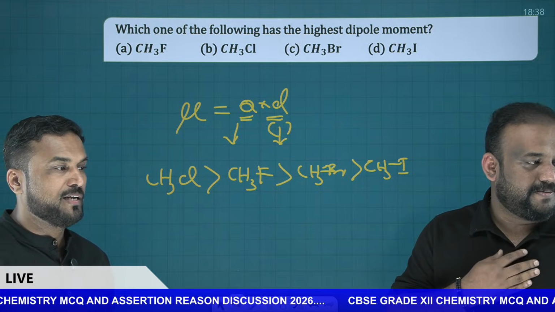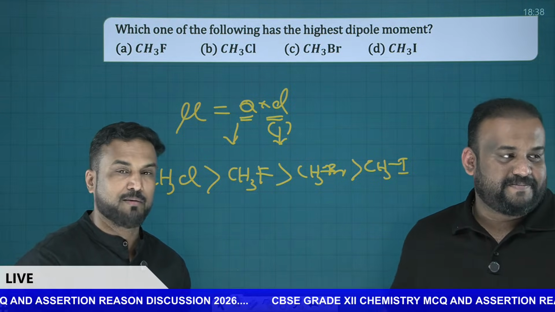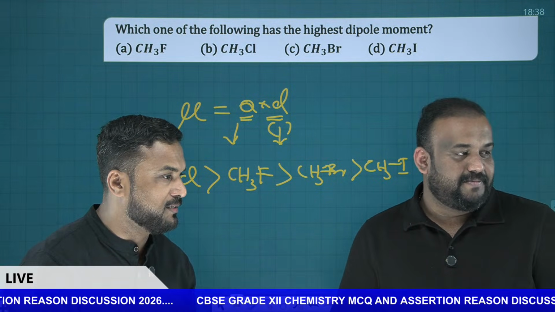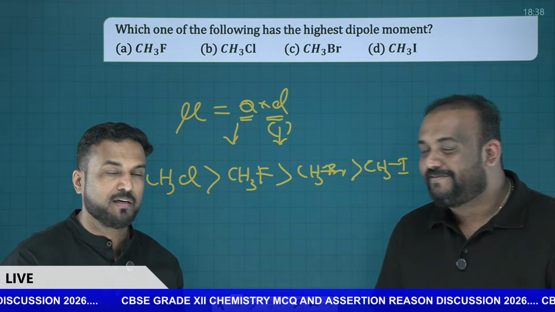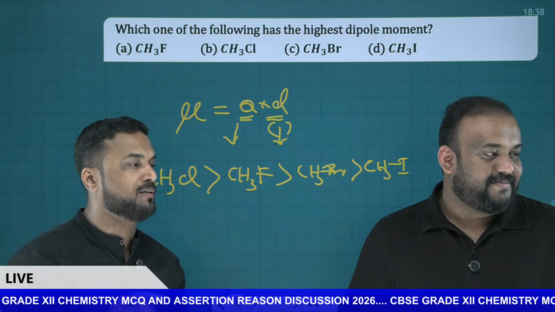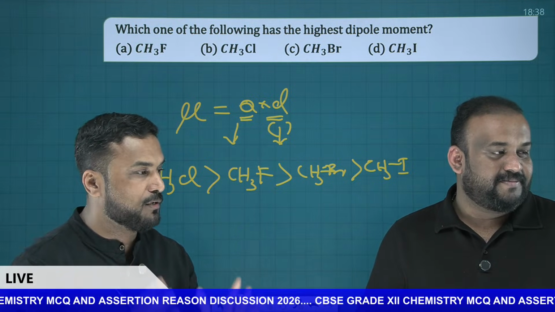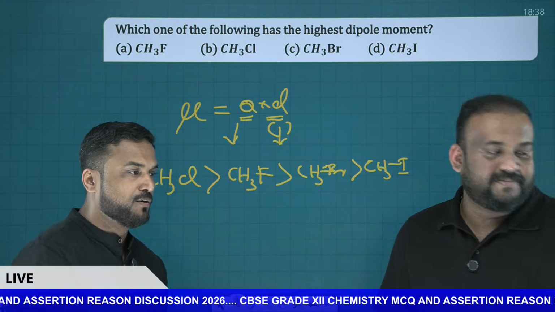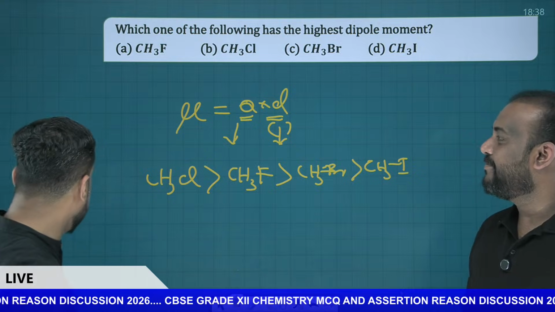Same like the electron gain enthalpy order, you can remember it. That type of question they can pick from some corner, with the table data and all, so you have to be ready for it. Hope you understood the thing. So we will go for the next question.